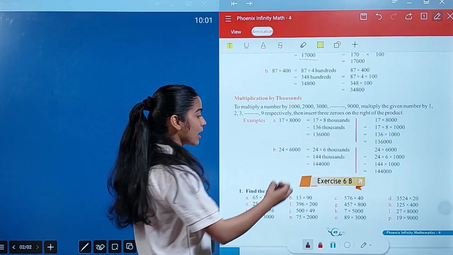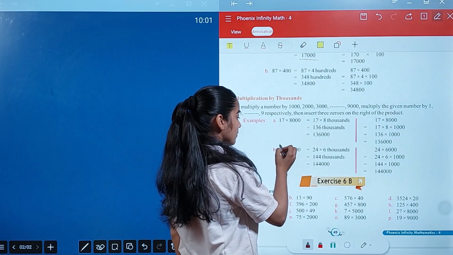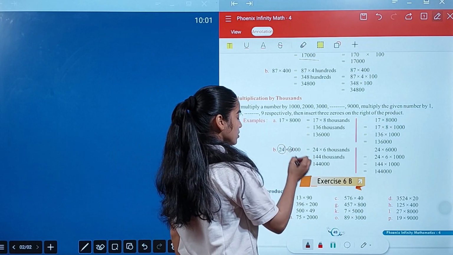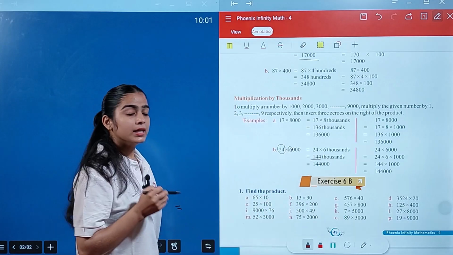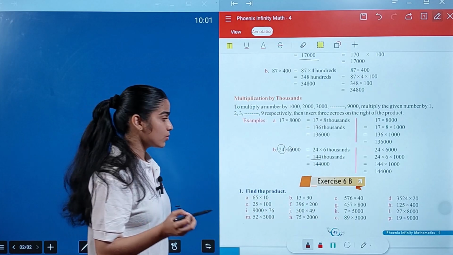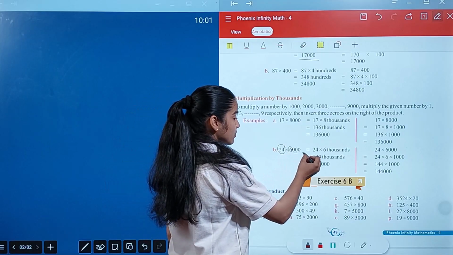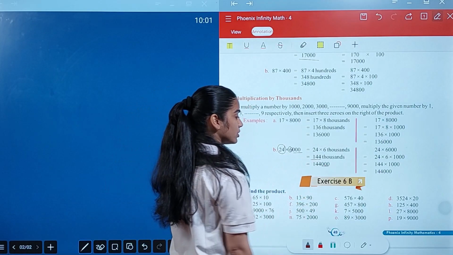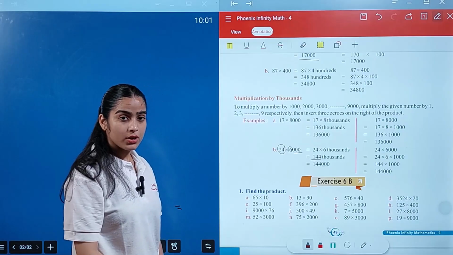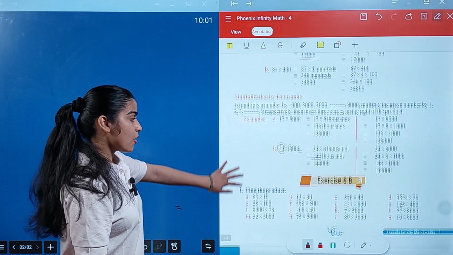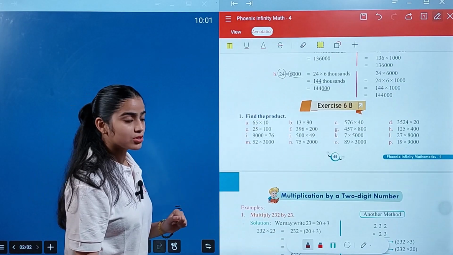Now we have multiplication by 1000. In this case, we have to repeat the same process. First, you have to multiply 24 with 6. So you will get 144. In thousands, we have three zeros. So you have to take three zeros as they are and then write them after the 144. I hope, students, this is clear to you.